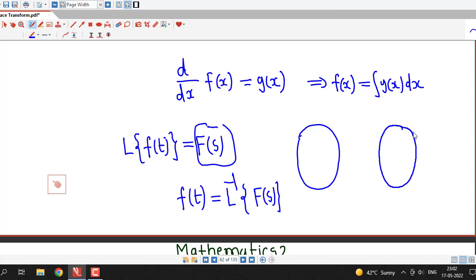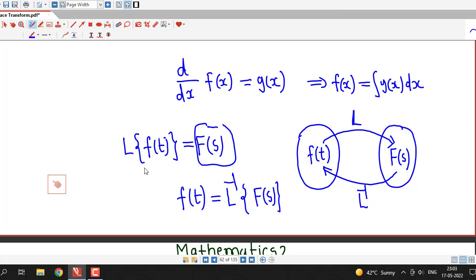We can have this type of picture to understand. Suppose here I have functions of t in one set, and in another set I have functions of s. So Laplace transform is converting a function of t into a function of s, and what inverse Laplace transform does is convert a function of s into a function of t. So both are inverse processes of each other, or if capital L is the Laplace transform, L inverse is the inverse of the Laplace transform.